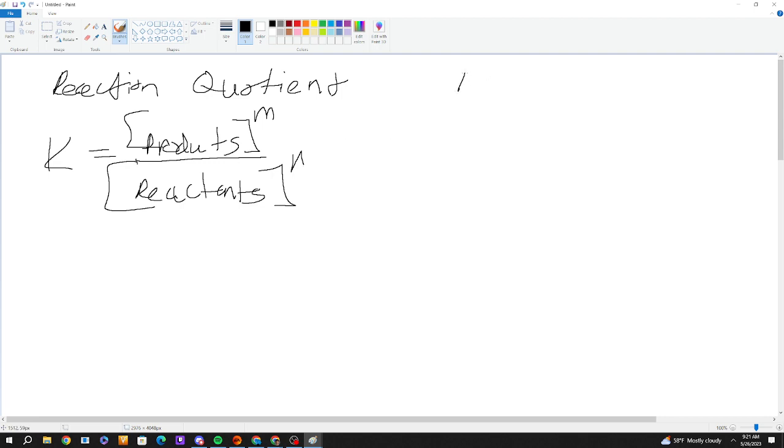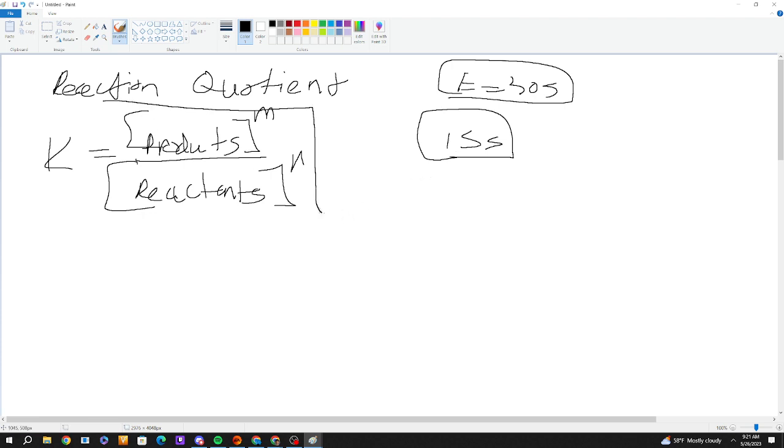So assume that my equilibrium, which I'm going to denote as E here, is at 30 seconds. That's when it's reached. If I were to go to 15 seconds and figure out how much product I have and how much reactant I have, and I were to put it in this equation, I would get a different value than K, because remember, K is only the values of the equilibrium concentrations, not what is happening before.